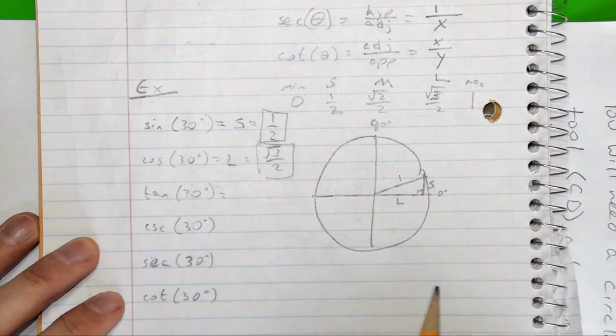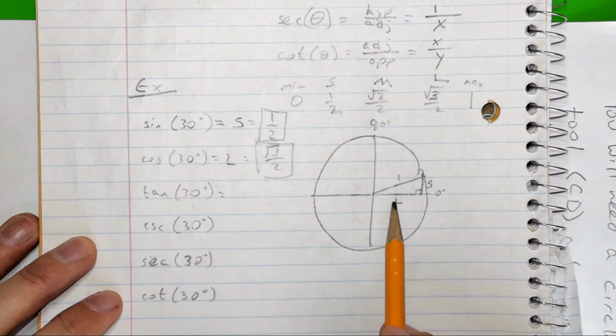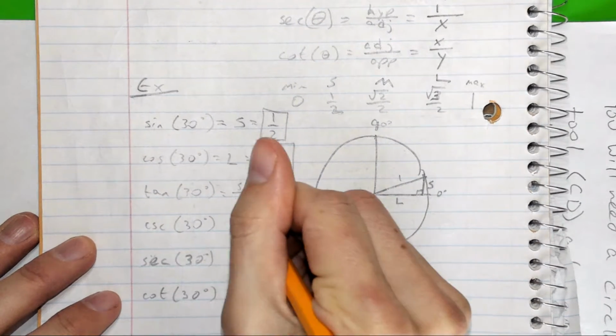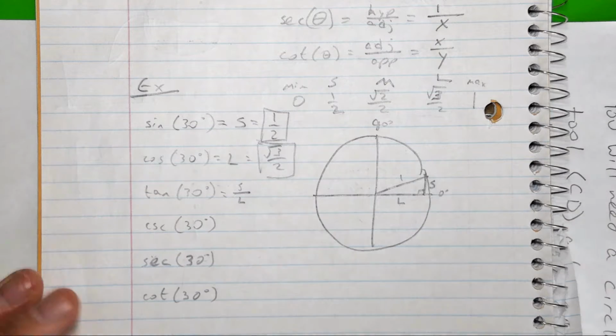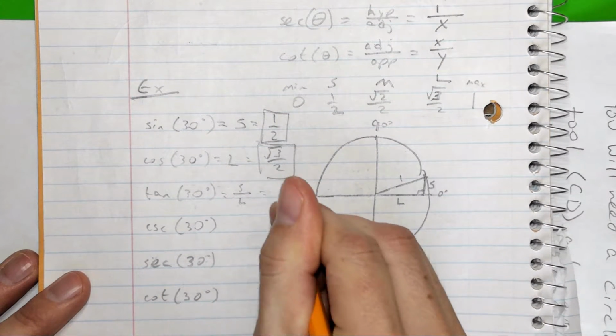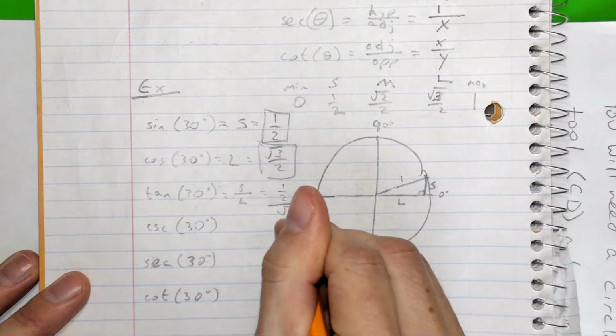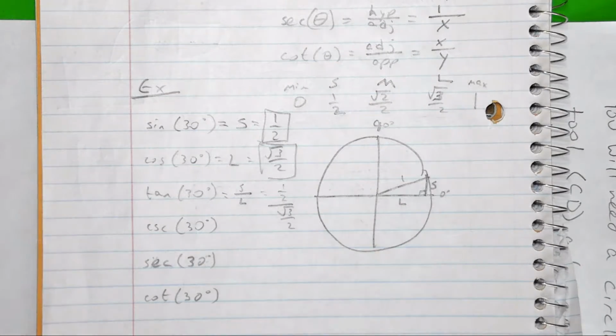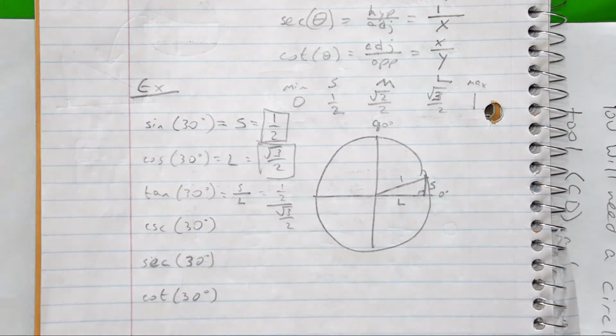What about tangent? Well, tangent is the y over the x, which is the short value over the long value, which is 1/2 over the square root of 3 over 2. And then I simplify it like that. Okay, so that's the basic idea. And we'll do some more examples tomorrow because we're about out of time. But this is how easy it can be to do it in your head once you have the picture set up.